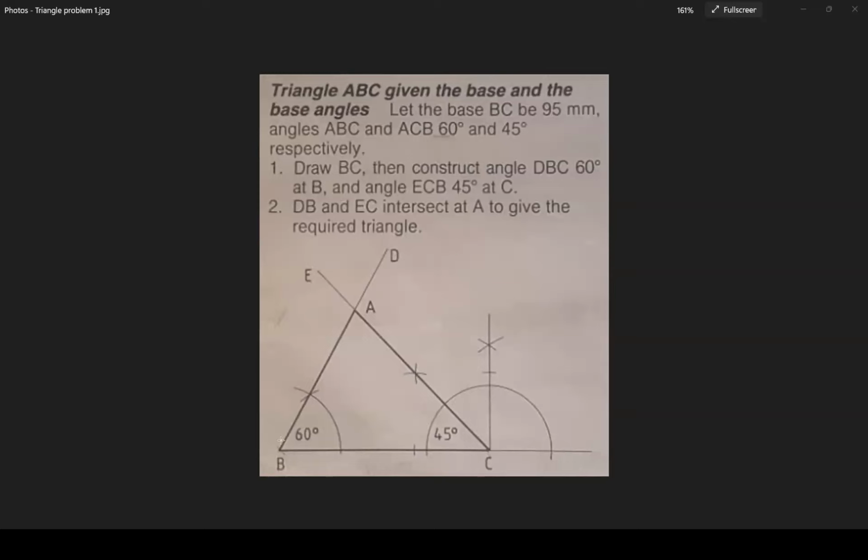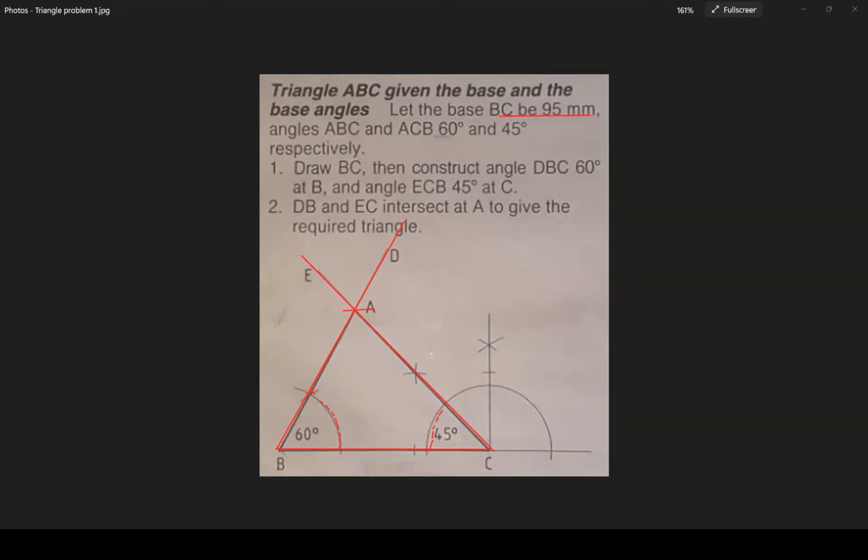So the first thing is we could draw BC, because we know BC is going to be 95. So we could draw this here, no problem. We know how to create a 60-degree angle, and we know how to create a 45-degree angle. Once we do that, wherever they collide, that is our A.